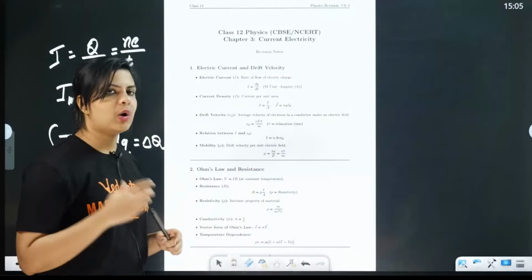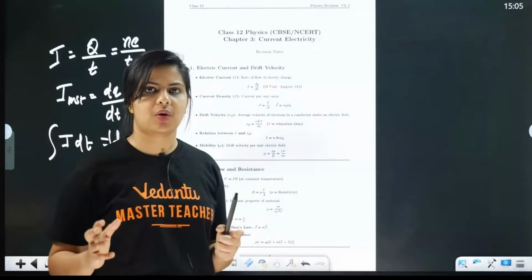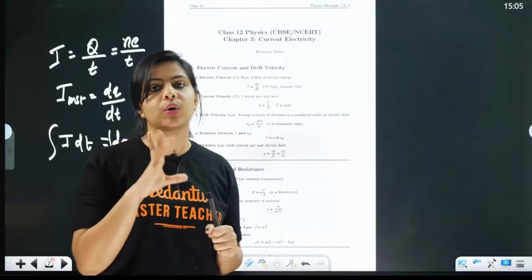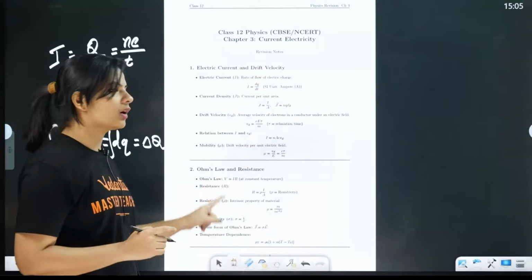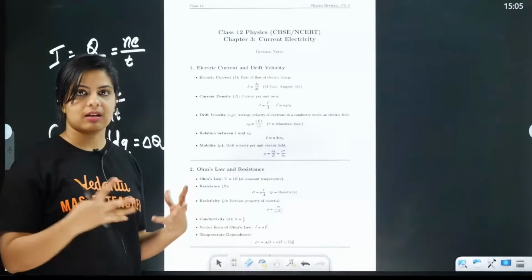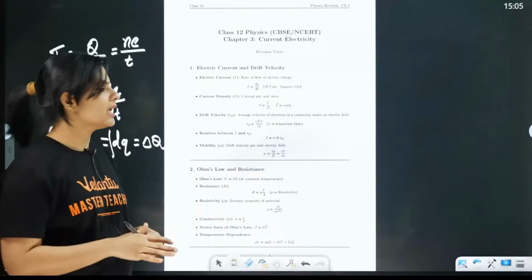Next, Ohm's law. What is Ohm's law? Whenever the physical conditions are constant, or the temperature is constant, the potential difference is proportional to the current. So we can say V is proportional to I, and we introduce a constant, R. And what is R? The resistance. It will oppose the flow of current. That is what we call resistance.